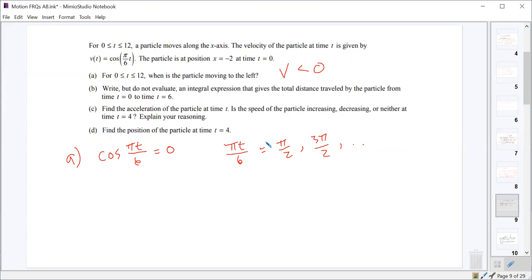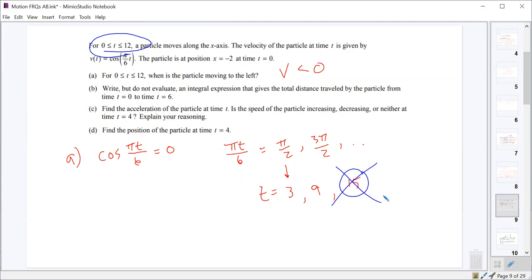So then we just solve each one of these. Pi t over 6 equals pi over 2. So this one gives us t equals what? 3. This one gives us t equals, cancel out the pi's. What do you get? 9, right? Next one, 5 pi over 2. What would 5 pi over 2 give us? 15. 15 is not on our interval.